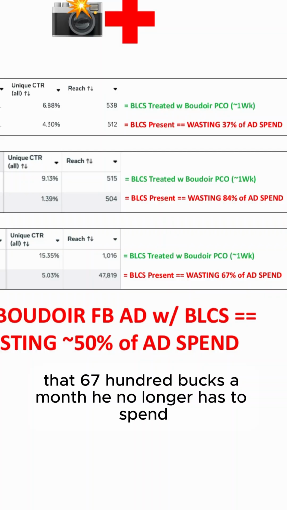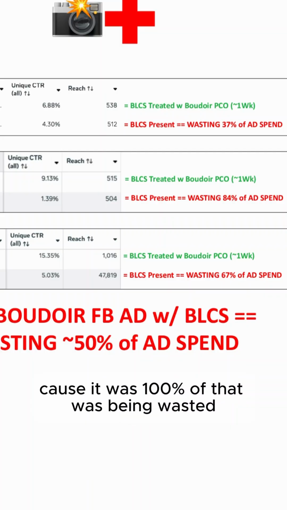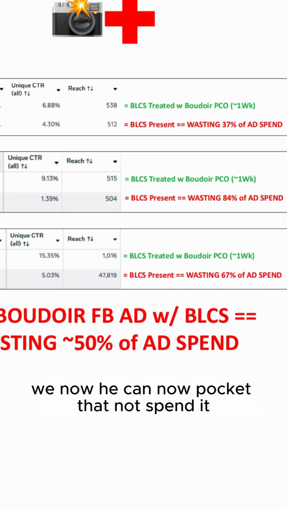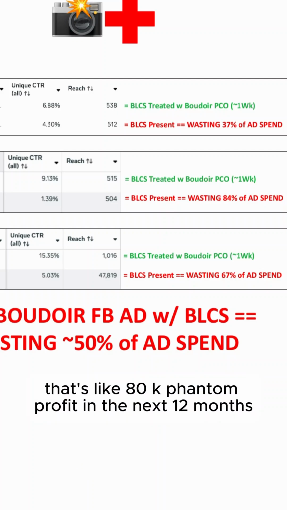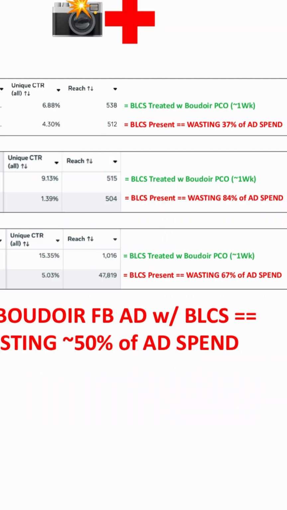That $6,700 a month he no longer has to spend, because 100% of that was being wasted. He can now pocket that, not spend it. Phantom profit, that's like 80K phantom profit in the next 12 months.